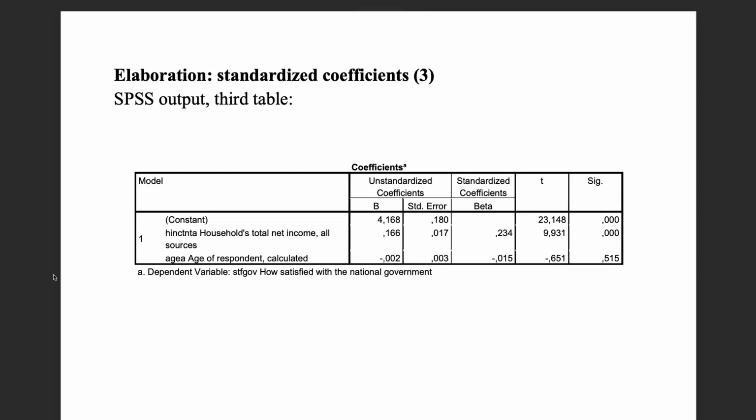So again, I'm going to show you an example. This is the same model that I showed you in the last lecture. I took satisfaction with the national government as my dependent variable, as you can see at the bottom of this table. And then I had HINCTNTA and AGEA, so household income and age of the respondent, as independent variables. We already know how to interpret the unstandardized regression coefficients, the standard errors, the t-values and the p-values. But now let's look at where we can find the rest.